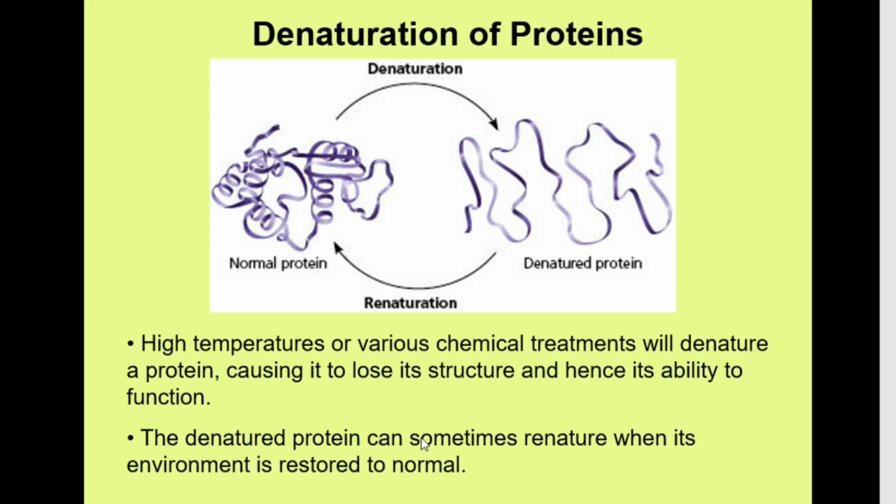Sometimes if the exposure to the incorrect temperature or pH isn't too dramatic and it's a temporary change, as long as the protein can quickly go back into its original environment, it can actually go through a process of renaturation. So it will actually fold back up into its original shape. So that's the process of denaturation and renaturation.